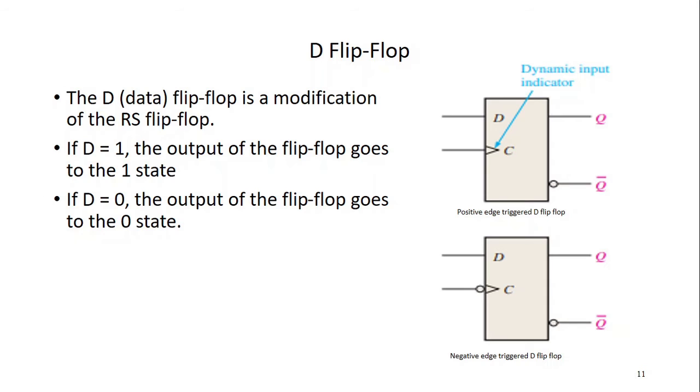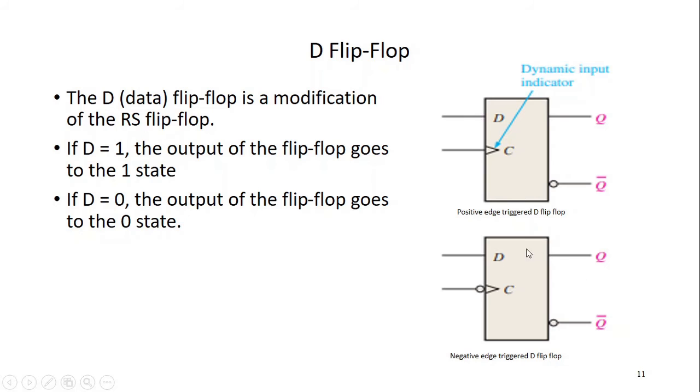D flip-flop, or data flip-flop, is a modification of the RS flip-flop. Here the figure shows the positive edge triggered D flip-flop, and this is the negative edge triggered D flip-flop. In the positive edge triggered D flip-flop, if the value of the input D is equal to 1, that will set the D flip-flop, and if the value of D is equal to 0, that will reset the flip-flop, or the flip-flop will store a 0 value.